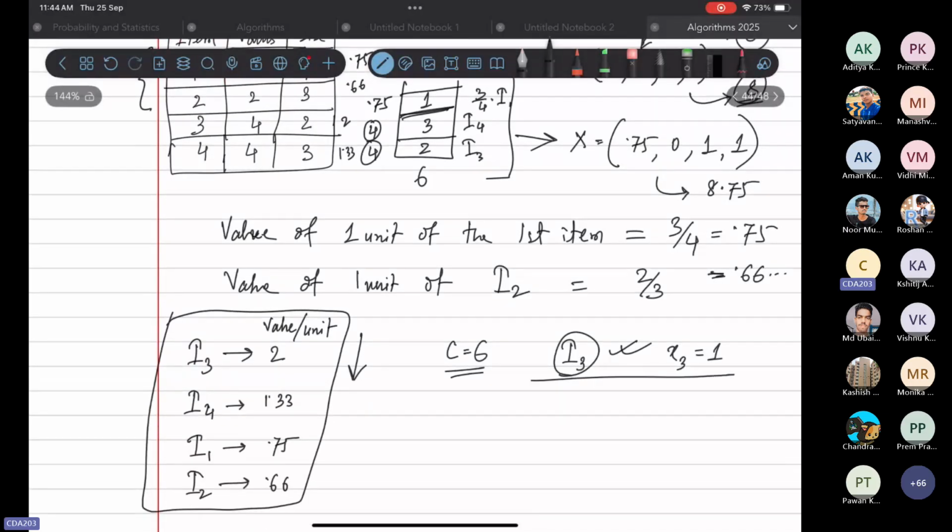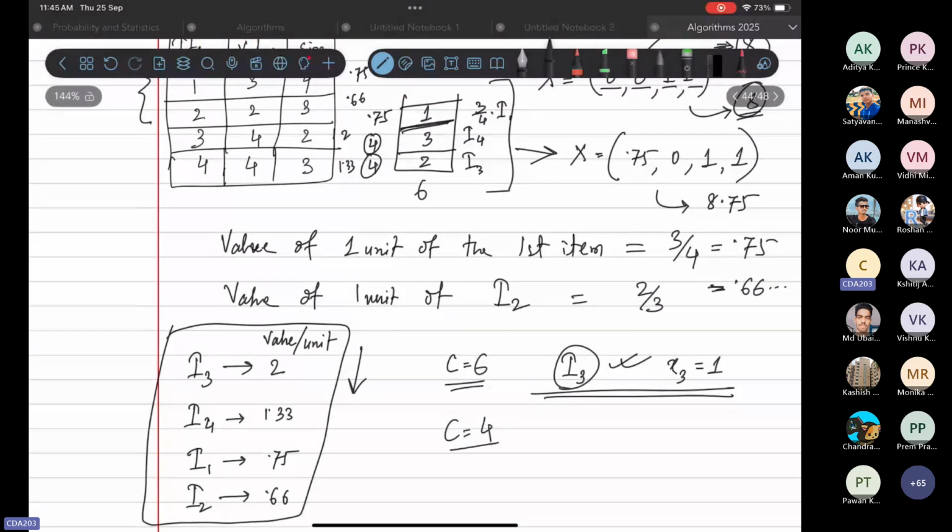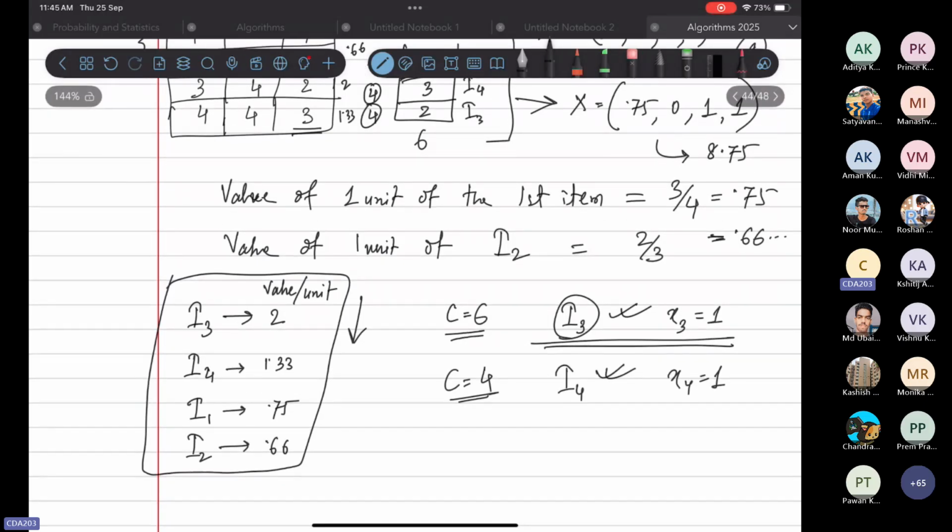So after choosing this, what is the remaining capacity? The capacity is now 4. Now I check whether I can take the next item, the fourth item, completely. What is the total size of the fourth item? From this table, I get it to be 3. So I can take that item completely. So I'll take the fourth item, and x4 will again be 1. Now what is the remaining capacity? That's 1.